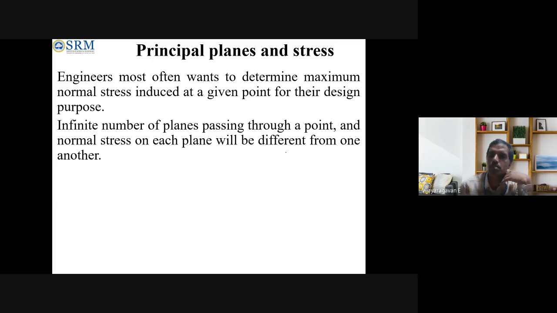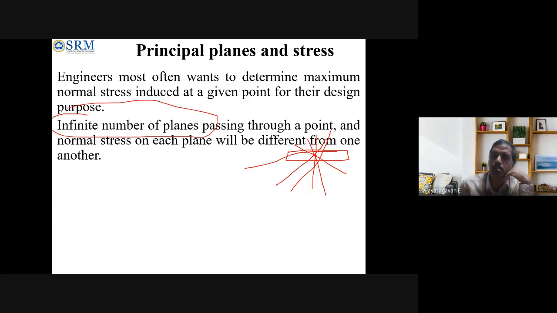If there is a member here, and a point in it, through this point we can draw n number of planes, a plane like this, a plane like this. Sorry, I'm not drawing it properly. We can draw so many planes like this; we will have infinite planes passing through a point, and on each plane there will be different stresses.